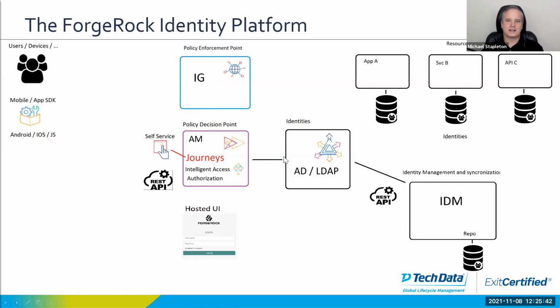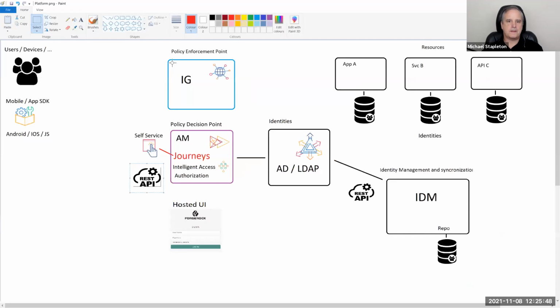So the platform, you can see here, we have not only IDM, which we were just looking at. It helps us manage our identity information, right? Synchronizing everything that's there. But we also have AM, and we've got our IG because we're doing authentication and authorization, same as before. So we go through, we get redirected, we log in.